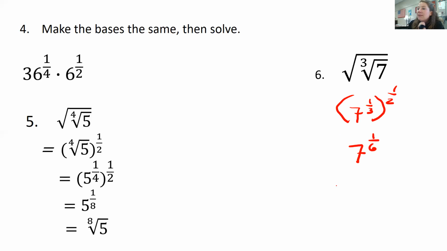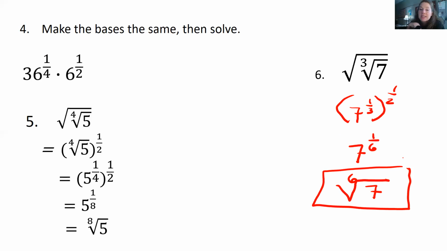And then finally, we write that as a radical. The 6 becomes our index, and 7 to the first power goes under the radical. And so my final answer is the 6th root of 7. The 6th root of 7, okay? So basically, think of that as a 2. Isn't 2 times 3, 6?